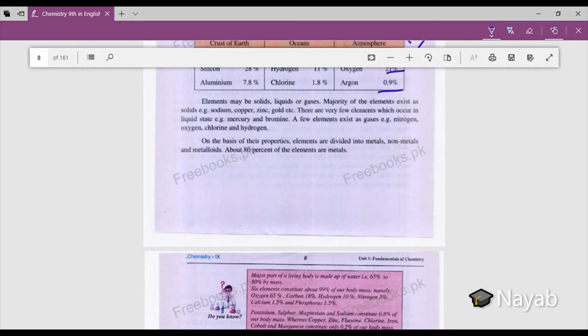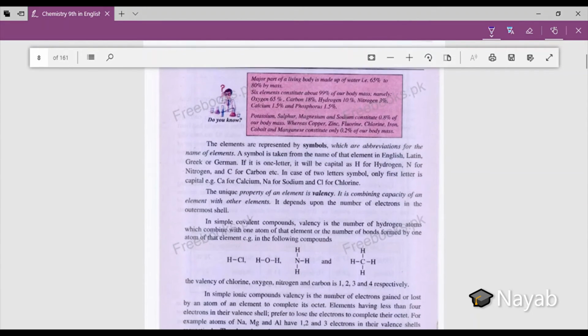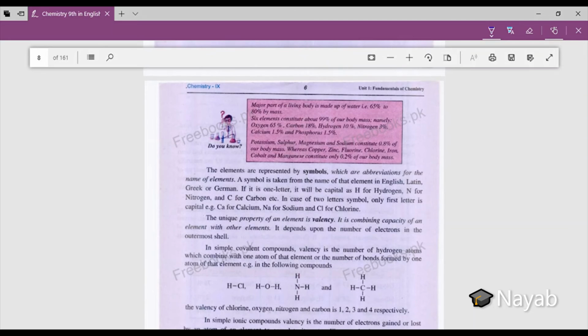Metalloids are materials that exist between the category of metals and non-metals. Okay, about 80% of the elements are metals. Okay, so major part of a living body, this is a very, very important box.